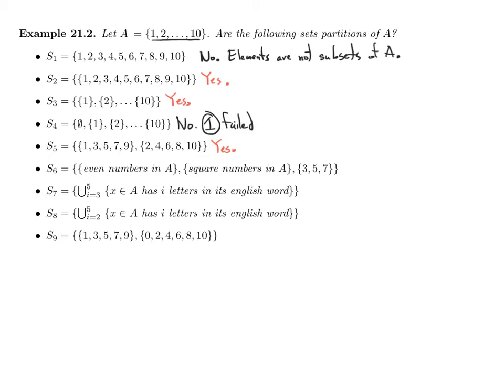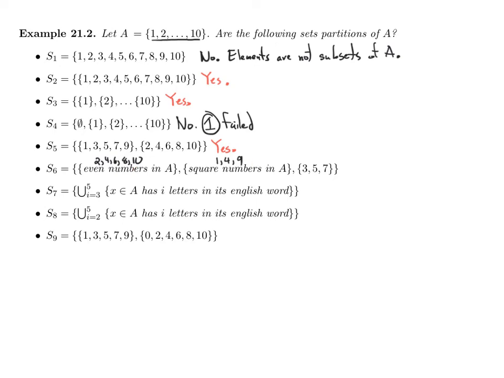What about this one? So we have the subset of even numbers in A, the subset of square numbers in A, and 3, 5, 7. So let's write this down. This one we have to be a little more careful. The even numbers, we can just write them out: 2, 4, 6, 8, 10. Square numbers in A: 1, 4, 9. And 3, 5, 7. So all of these 3 elements are indeed subsets of A. That looks good. Condition 1 is satisfied. None of these are the empty set.